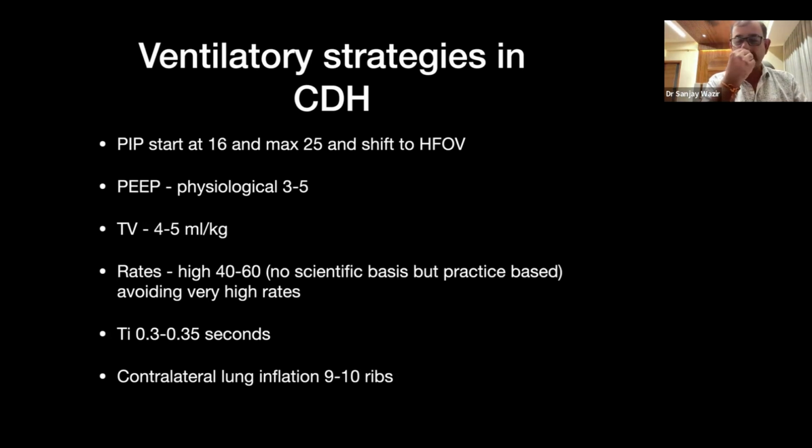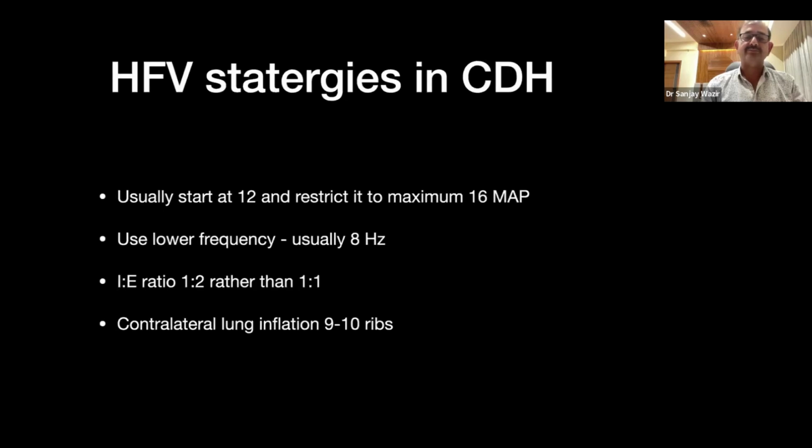The rate should be slightly high. Again, there is no scientific basis for this, but more or less it is a practice and convention and everybody is following. TI 0.3 to 0.35, smaller, again with the intention that we do not overextend or overexpand the lung. And the best way to look at it is the contralateral lung inflation. If you achieve 9 ribs there, that probably means you're overinflating, and you just need to be around or slightly lesser than that. In high frequency ventilation in CDH, you need to give a higher MAP, start at 12, but restrict it to a maximum of 16.